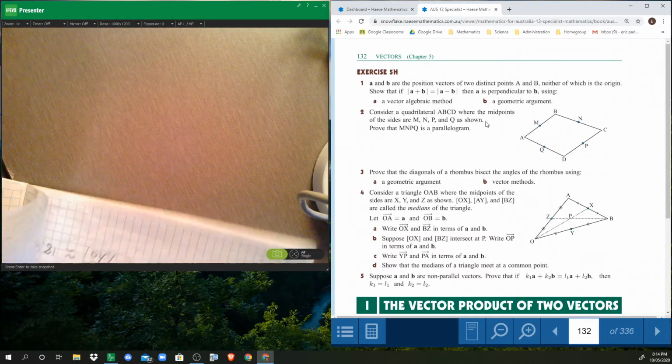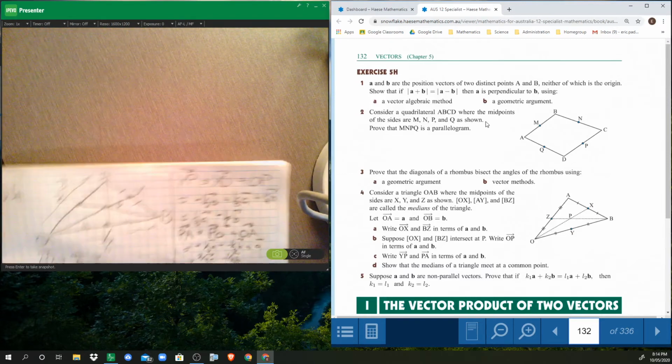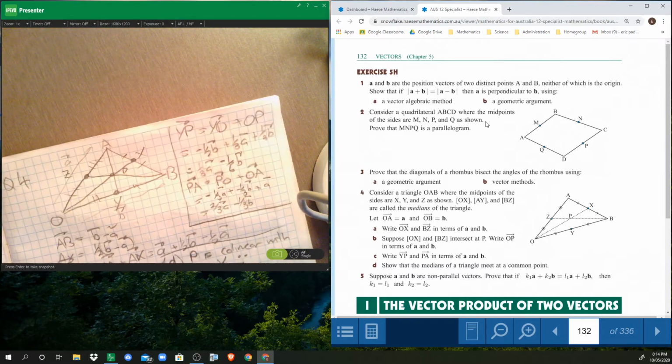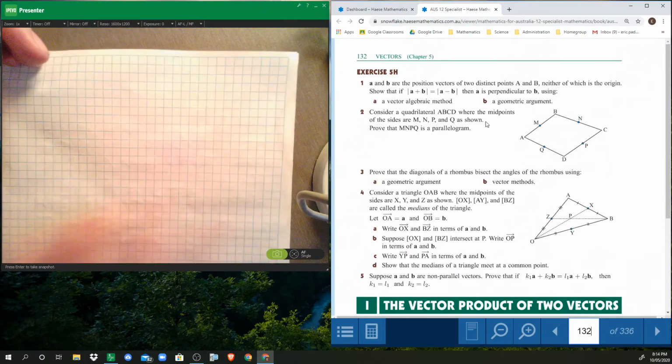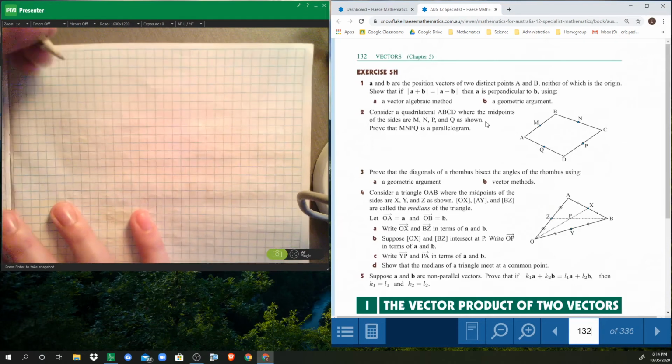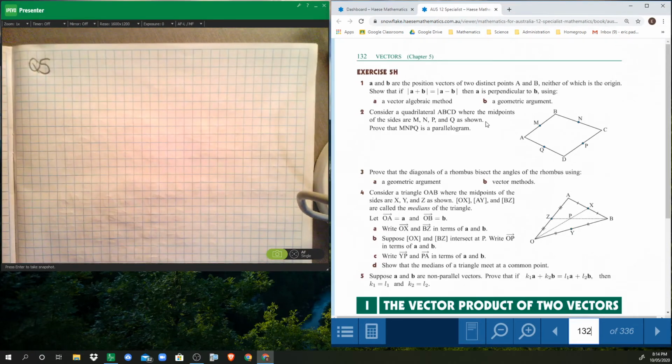All right, let's get a bit more space to work. And we only have one more question left to do. All right, so question 5. Suppose A and B are non-parallel vectors. Prove that if K1A plus K2B equals L1A plus L2B, then K1 equals L1 and K2 equals L2.